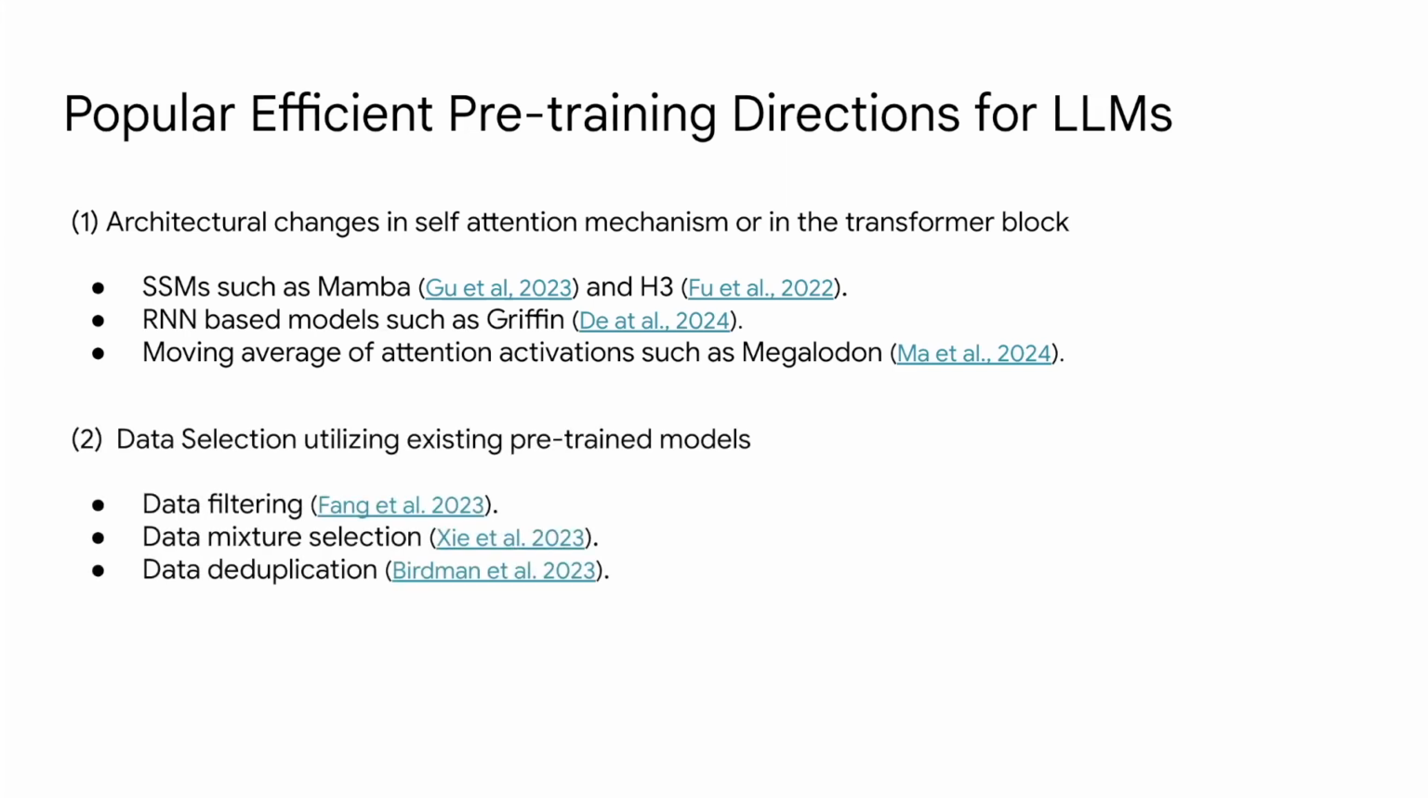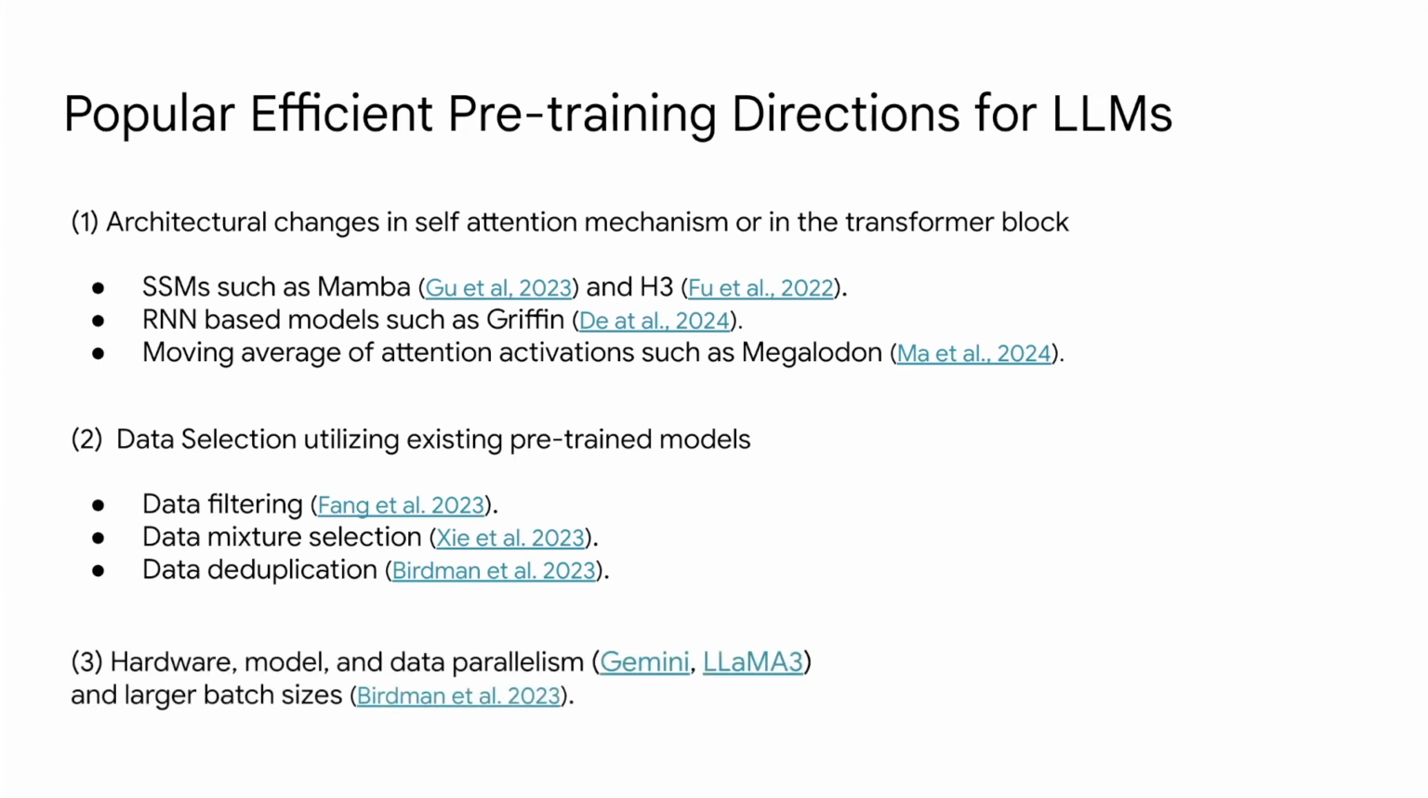People have used all sorts of data selection techniques utilizing existing pre-trained models. They have used popular techniques like data filtering, data mixture, and data deduplication. In a couple of recent works like Gemini and Llama, given the scale of these models, they have used all sorts of parallelism, in terms of hardware, model, and data. And an open source language model suite called Pythia has used larger batch sizes. So these are the tricks that people have used to pre-train faster and better, more efficiently.